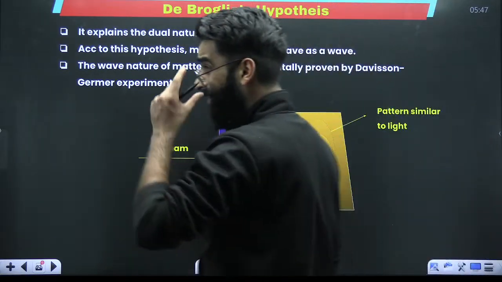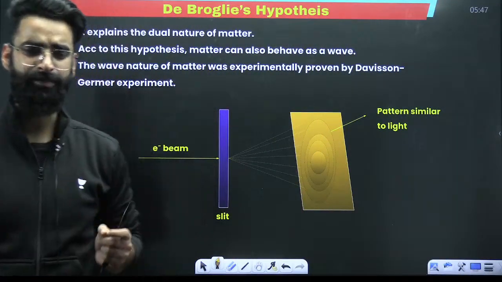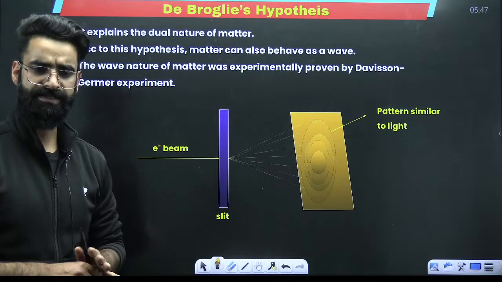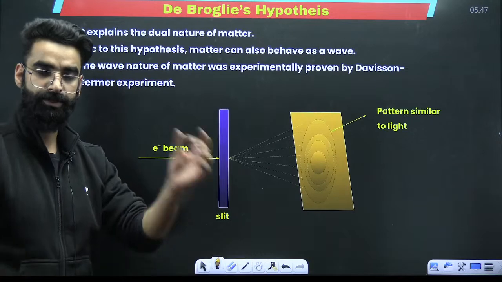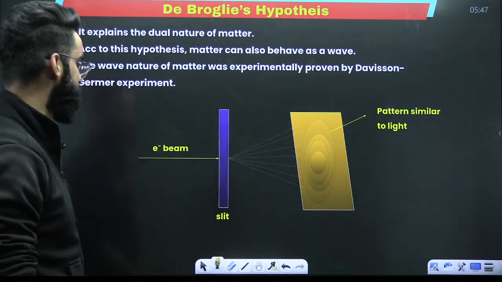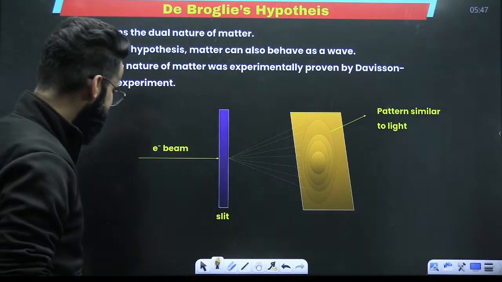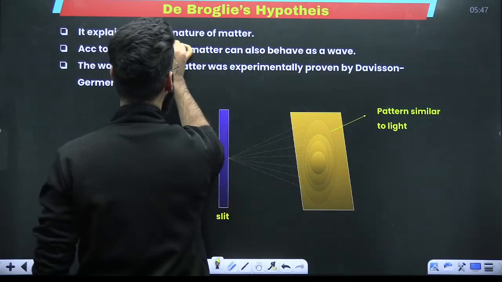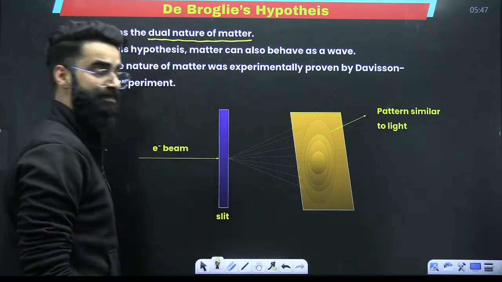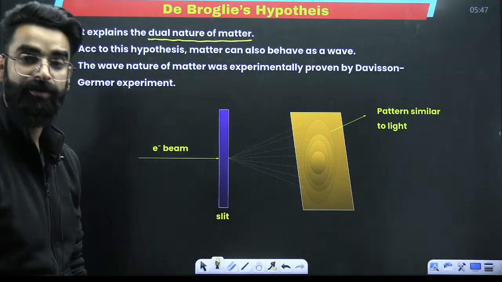So there is one more important topic, that is de Broglie's hypothesis. Let's exactly get to know what this de Broglie's hypothesis is all about. My dear students, what does de Broglie's hypothesis explain first of all? It explains the dual nature of matter.